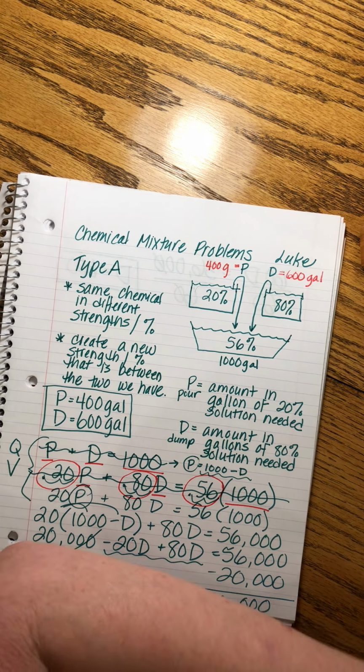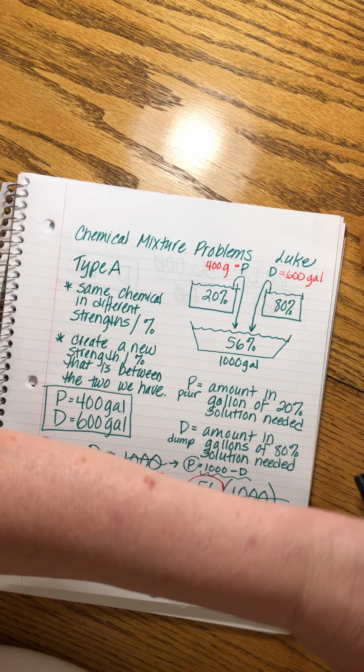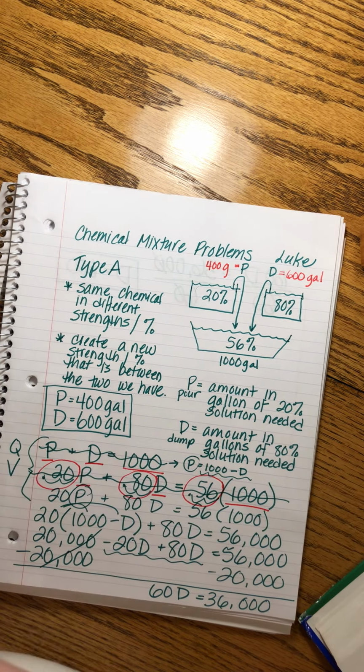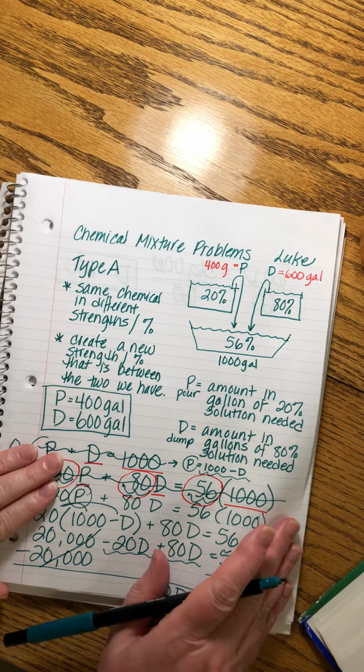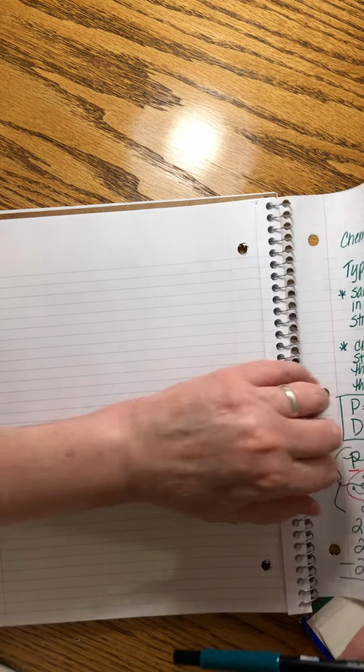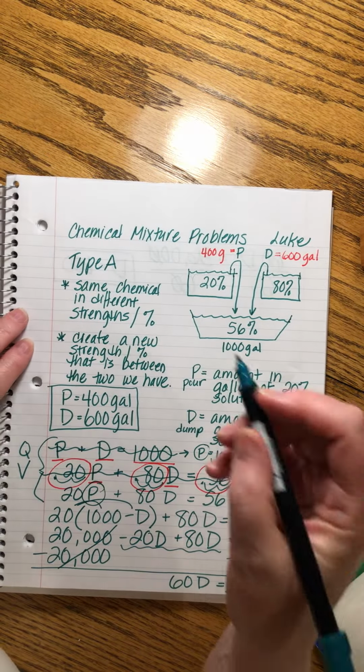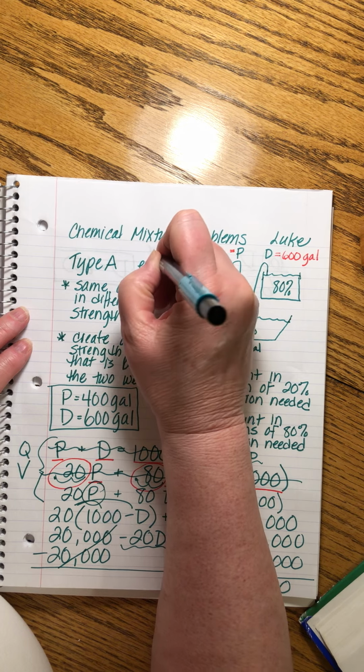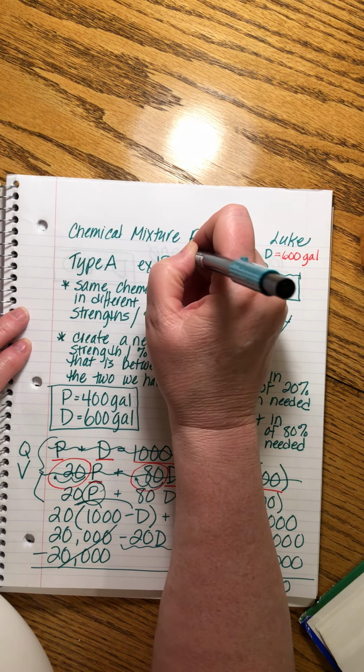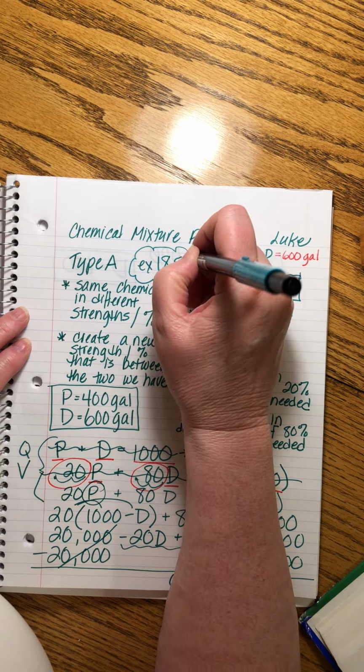Now, the second one is really the same. And I'll show you why it's the same. It's another type A. Okay, so this was 18.5. Let me just write that. This was example 18.5. And let's go on and let's do 18.6.